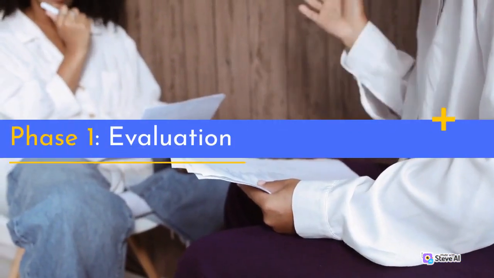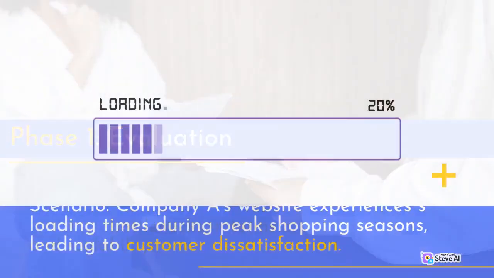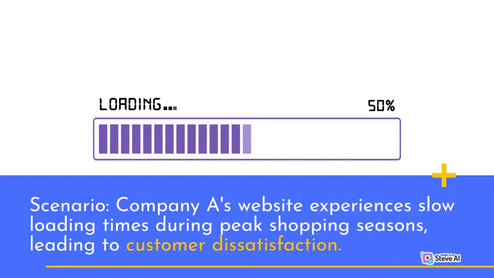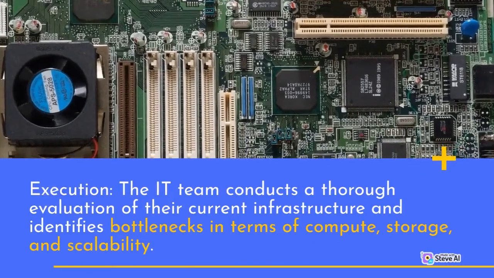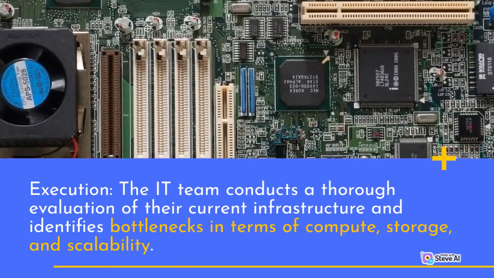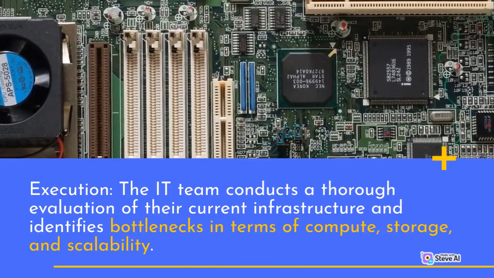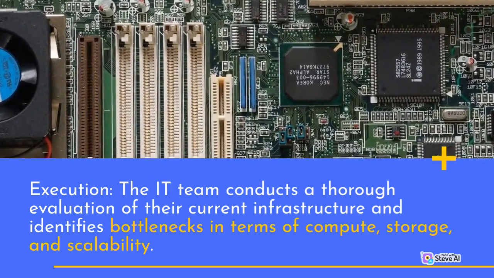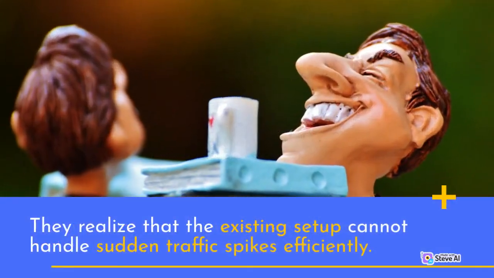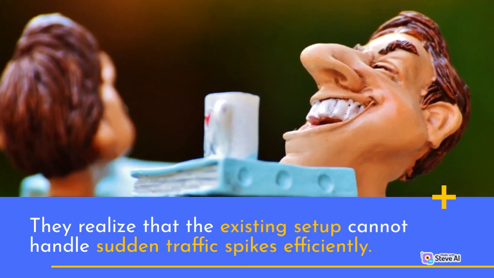Phase 1: Evaluation. Scenario: Company A's website experiences slow loading times during peak shopping seasons, leading to customer dissatisfaction. Execution: the team conducts a thorough evaluation of their current infrastructure and identifies bottlenecks in terms of compute, storage, and scalability. They realize that the existing setup cannot handle sudden traffic spikes efficiently.